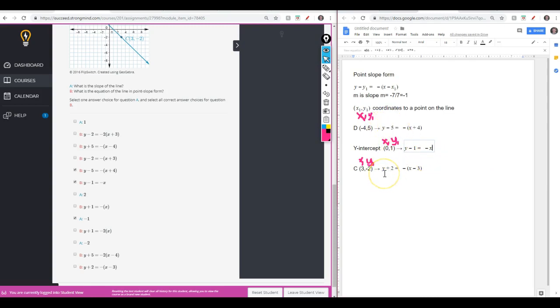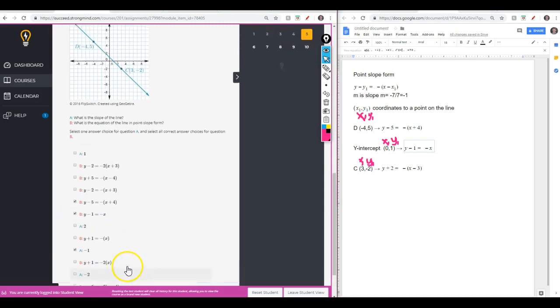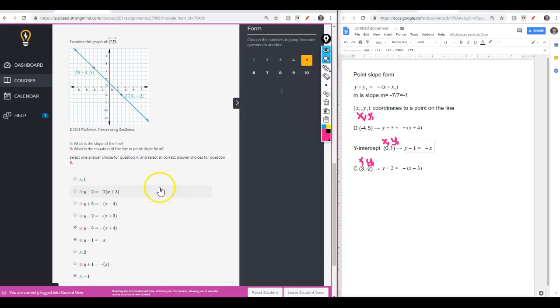The next one I'm looking for is y plus 2 is equal to negative 1 times x minus 3. So y plus 2 is equal to a negative x minus 3. So those are the three equations that we could have for this line. There are many, many more. However, those are just the ones given.